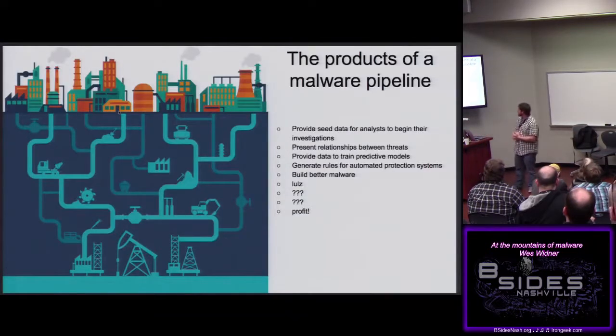So, some of the products of a malware pipeline. I mentioned that threat intelligence was where all this was born, and we started getting into that at the Global Threat Intelligence Department at McAfee. So, what are the products of a malware pipeline, and why would you want to set one up? Well, the very first reason is to provide analysts some seed data to begin their investigations.